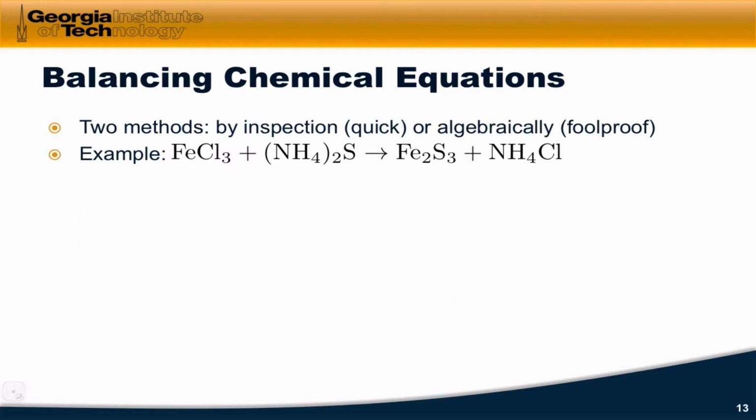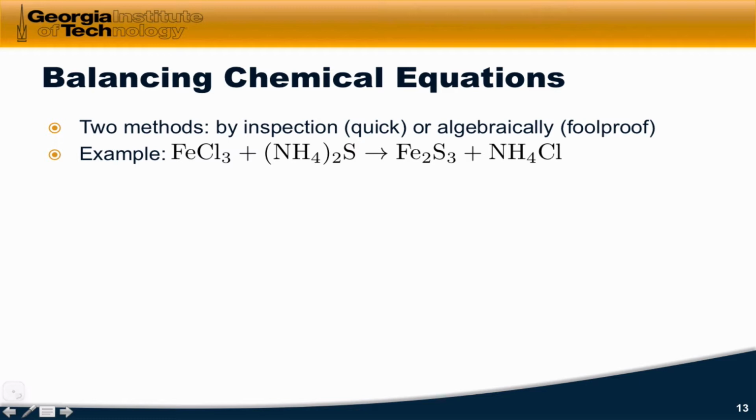The first involves inspection and tinkering with the coefficients until you arrive at a balanced situation. The second is to do an algebraic balancing that brings in a set of equations and solving a linear set of equations and all that good stuff. The inspection method is quick, but the algebraic method, if it's done systematically, is foolproof. So usually I start with inspection and then move to algebraic balancing if necessary. So let's practice this example.